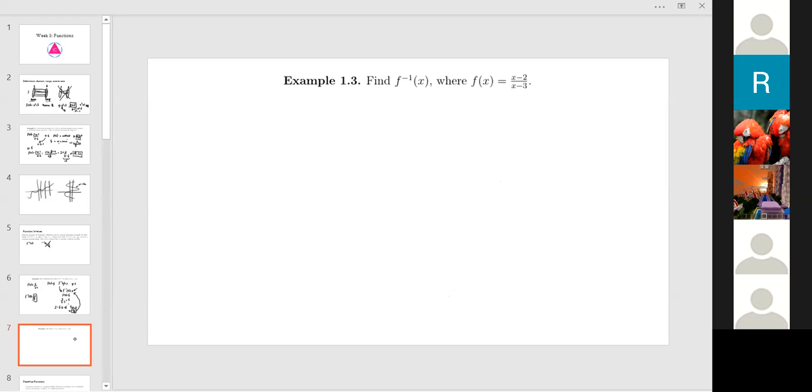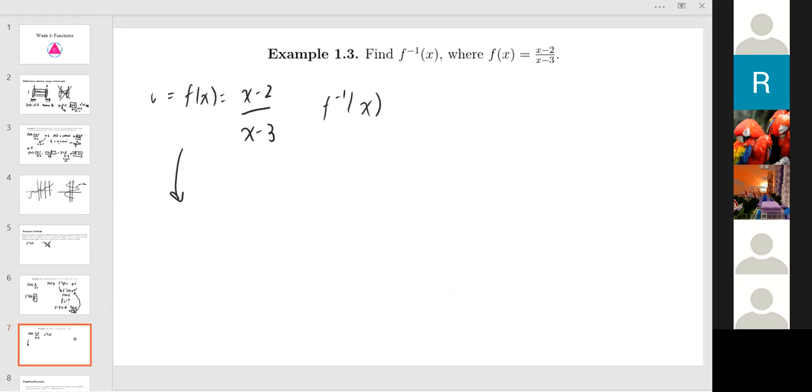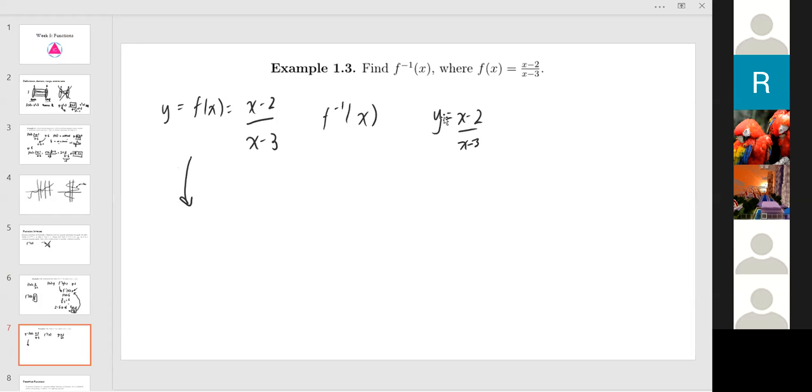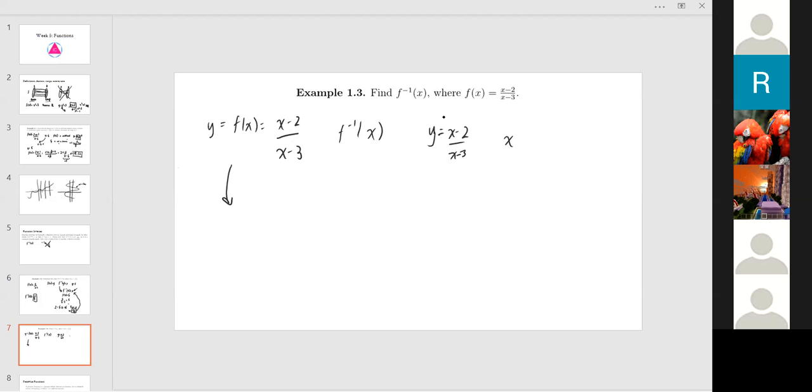So now, instead of just determining the inverse at a single value, we want to find the whole inverse function. So given that f of x is 2 over x minus 3, I want to find f inverse of x. So first let's set f of x is equal to y. So you have y is equal to x minus 2 over x minus 3. So to do this, we swap x and y. Swapping, we have x is equal to y minus 2 over y minus 3. And now we want to solve for y.